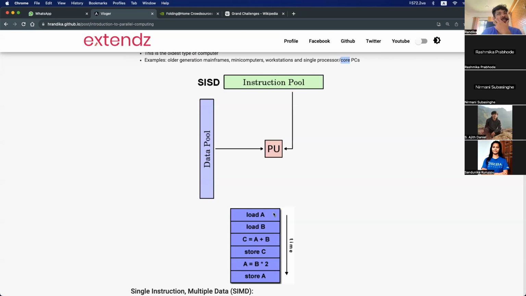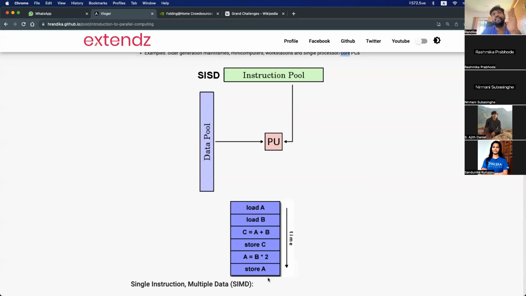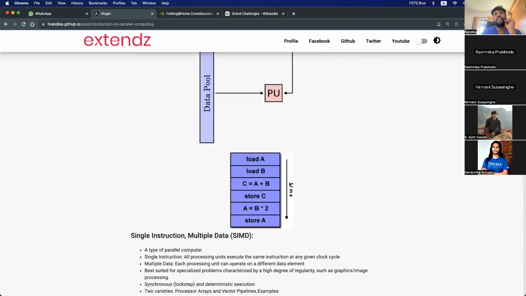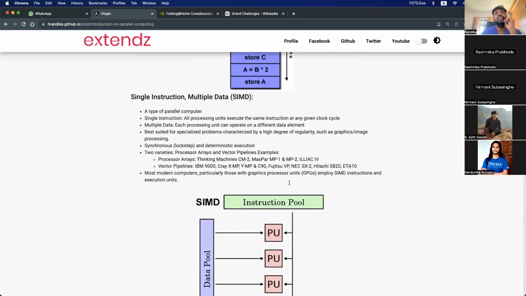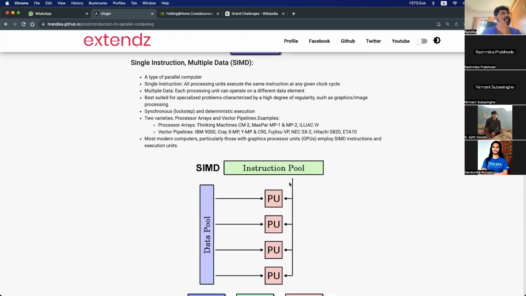So you guys can see only one instruction at a given time is executed. And one single data source is used in this scenario. So let's take a mental picture of this. We have a processing unit, one instruction pool, and one data pool. Then we go to the second one, the single instruction, multiple data.